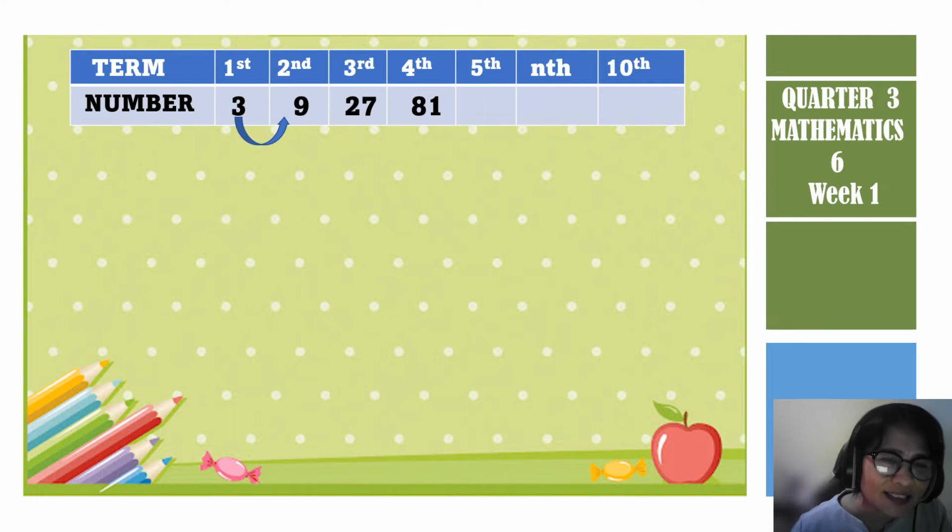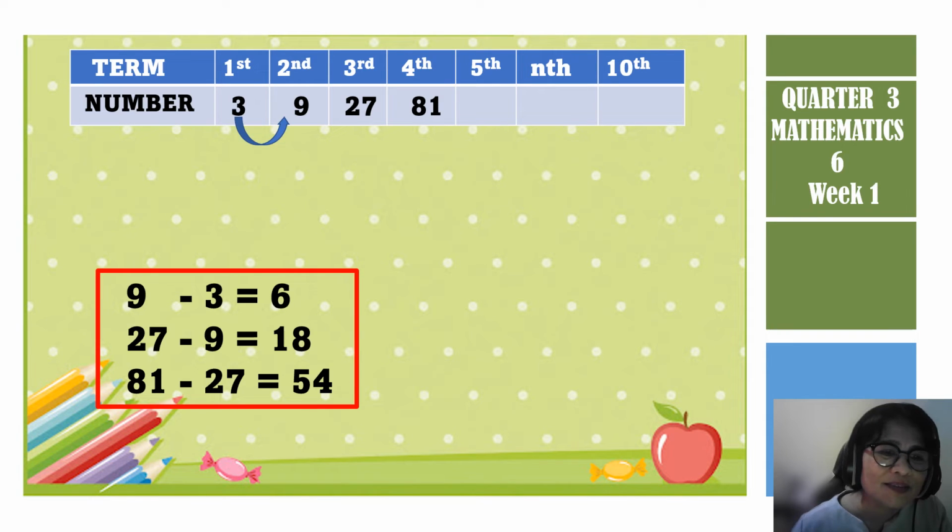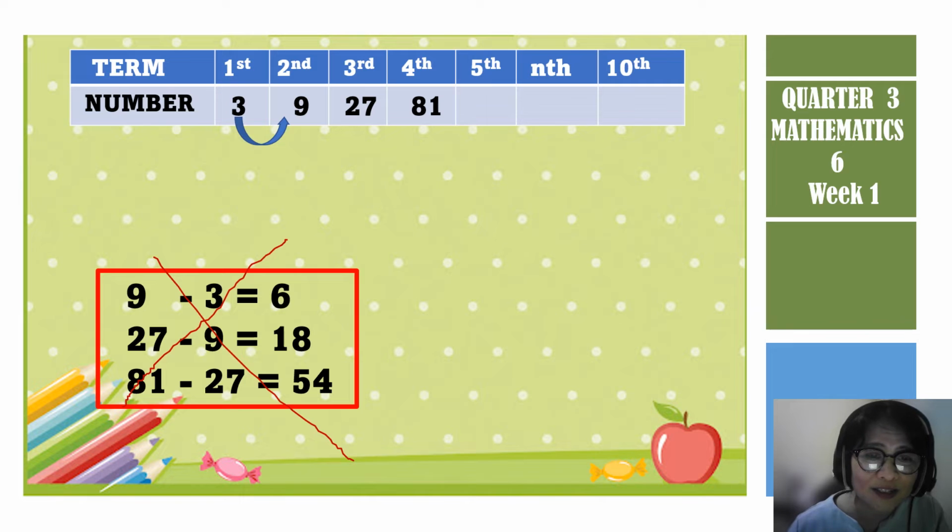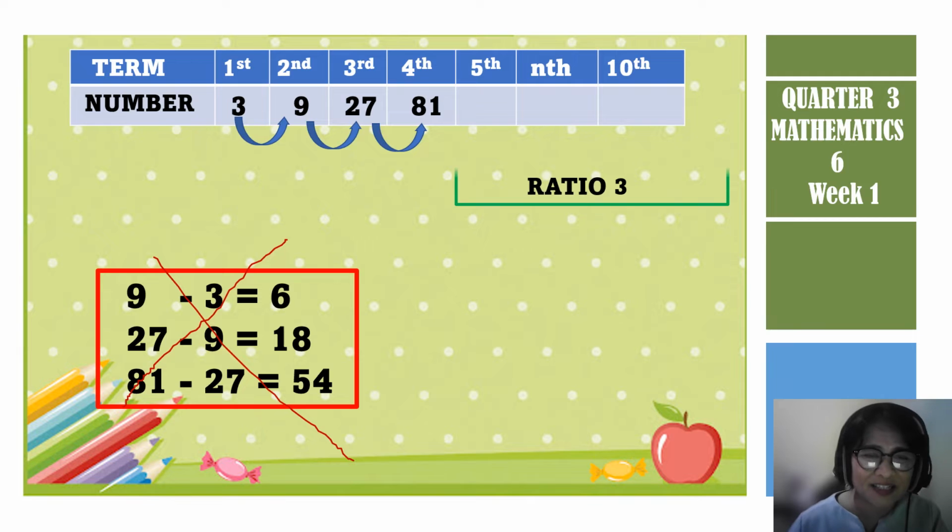So, 3 and 9. So, if we subtract 9 from 3, we got 6. 27 to 9, 18. Tapos, ang 81 to 27, we have 54. So, hindi natin magagamit ito. So, wala tayong magagamit na common difference. Ang gagamitin natin ay ang tinatawag na common ratio. Kasi wala tayong makitang common difference dito.